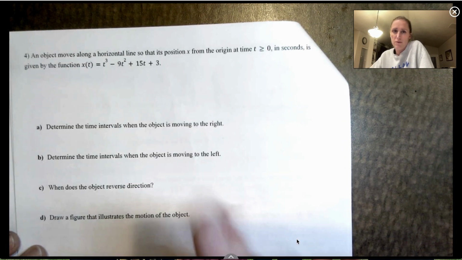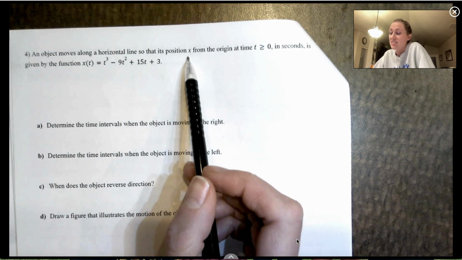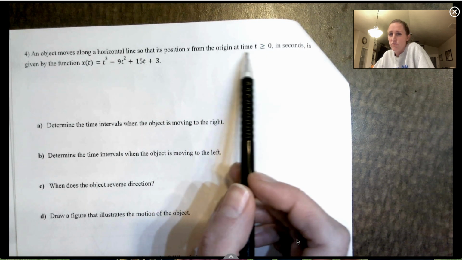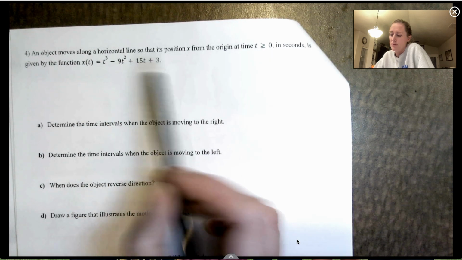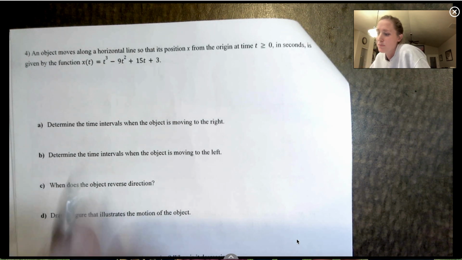All right. So we are given this function, an object moving along a horizontal line, so kind of the x-axis. Its position is x, and we're looking at its position from the origin for time greater than or equal to 0 in seconds, and here's our function. So this is my position function. Determine the intervals when the object is moving to the right. So remember, this is going to happen when velocity is positive.